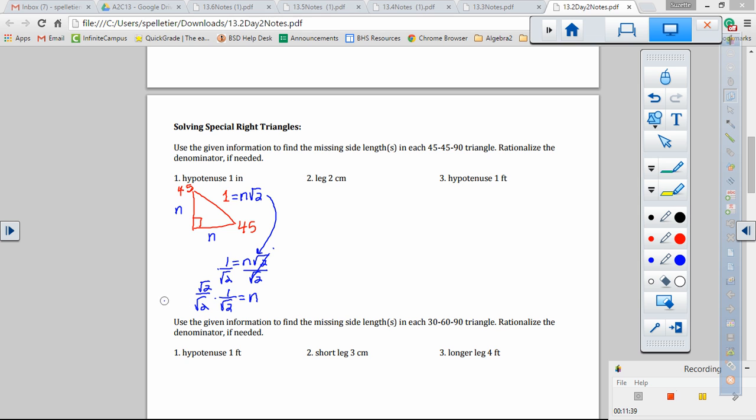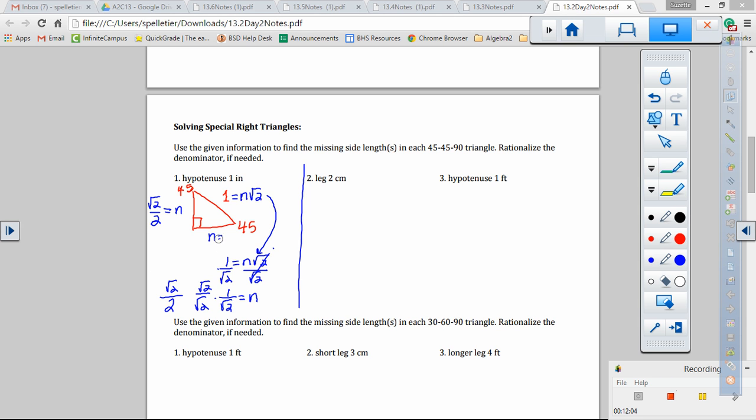And I'm just working to the left because I'm running out of space over here. And so I'm multiplying across the top, square root of 2, and I'm multiplying across the bottom. Any root times itself is the number, because I'm going to have 2 squared under the square root, and those are inverses. So the square root of 2 over 2. So n equals the square root of 2 over 2.